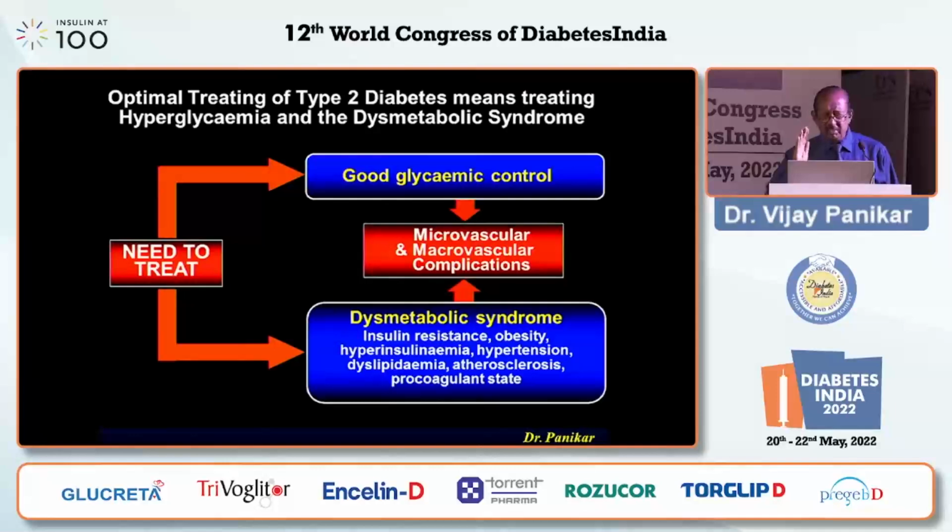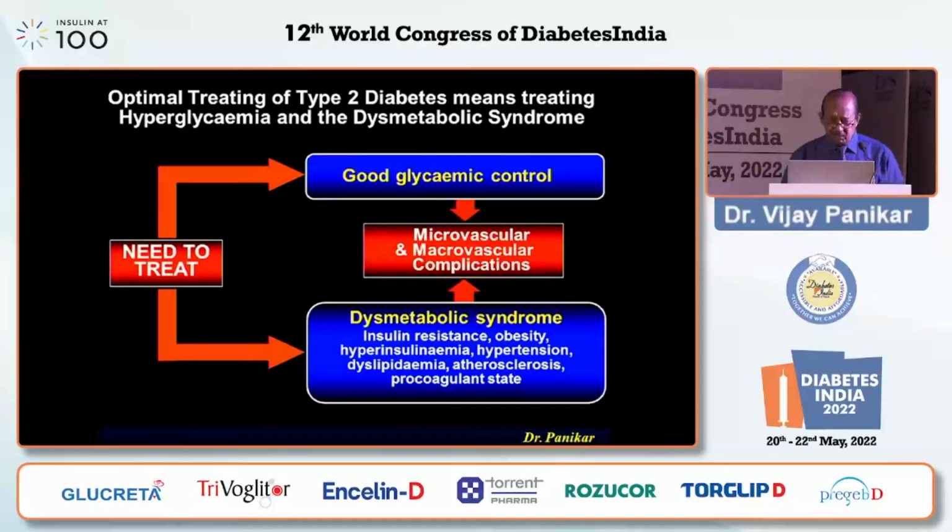You should have a good glycemic control, which would prevent your microvascular complications. But you have to look at the dysmetabolic syndrome, which is the main thing, which everybody forgets. In their attempt to sell drugs, nobody talks about this. They only talk of glycemia, glycemic variability, postprandial hyperglycemia. Come on, yaar. Look at this. Dysmetabolic syndrome is insulin resistance, obesity, hyperinsulinemia, hypertension, dyslipidemia, and a procoagulant state. Diabetes is an atherogenic state.